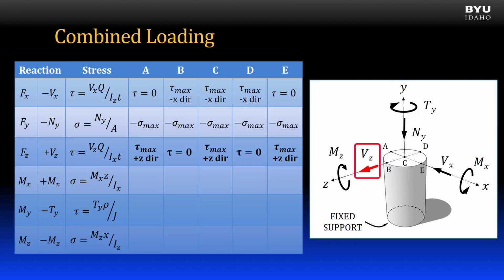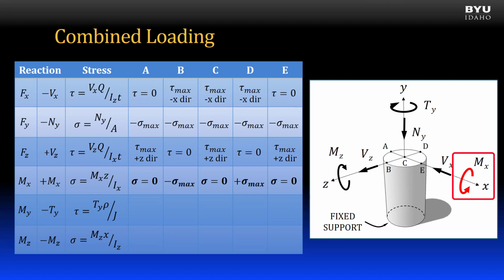For the shear force in the z direction, maximum stress will be on the x-axis and will be uniform for points A, C, and E. At points B and D, the shear stress is 0. The shear stress direction is in the direction of the force, positive z. The bending moment about the x-axis is next.